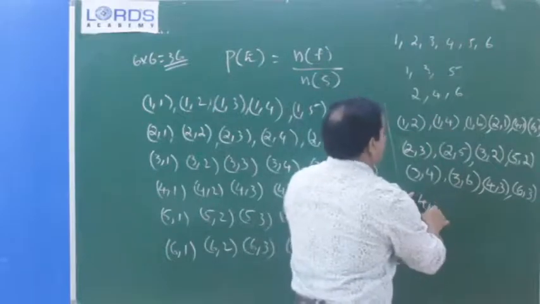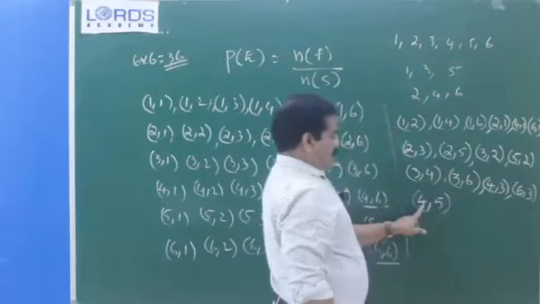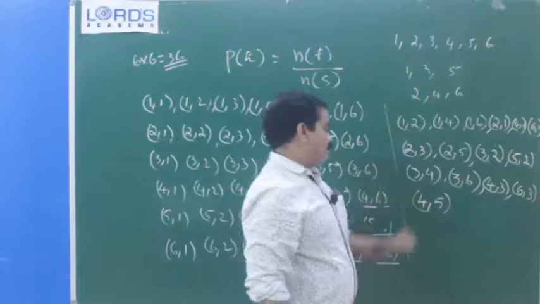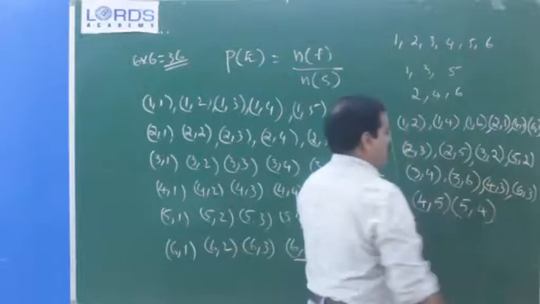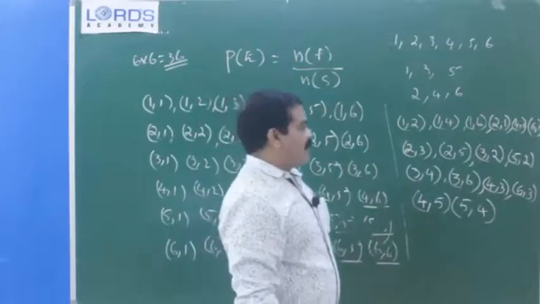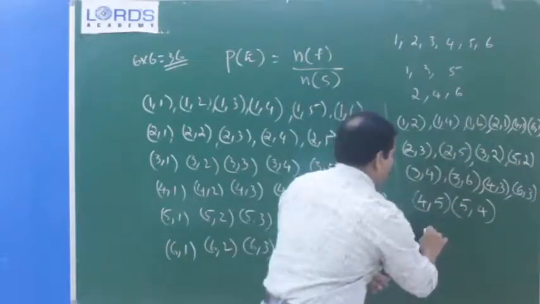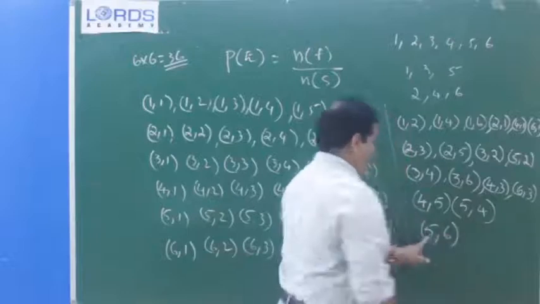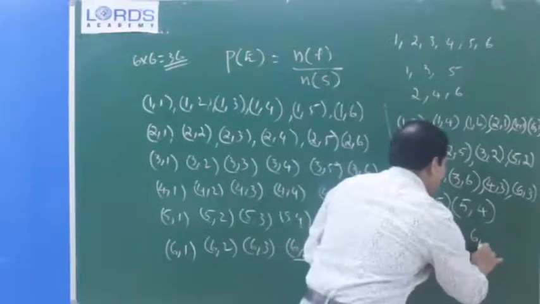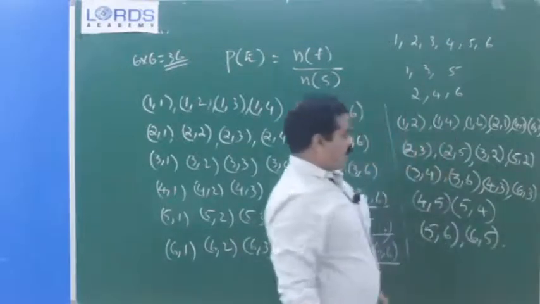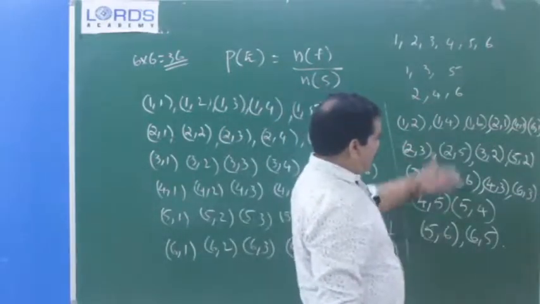Then you can take 4, 5. Multiple of 2, odd number. Then the reverse order, 5, 4. Then you can take 5, 6. Odd number, multiple of 2. The reverse order is 6, 5. So these are the pairs, you can check it.